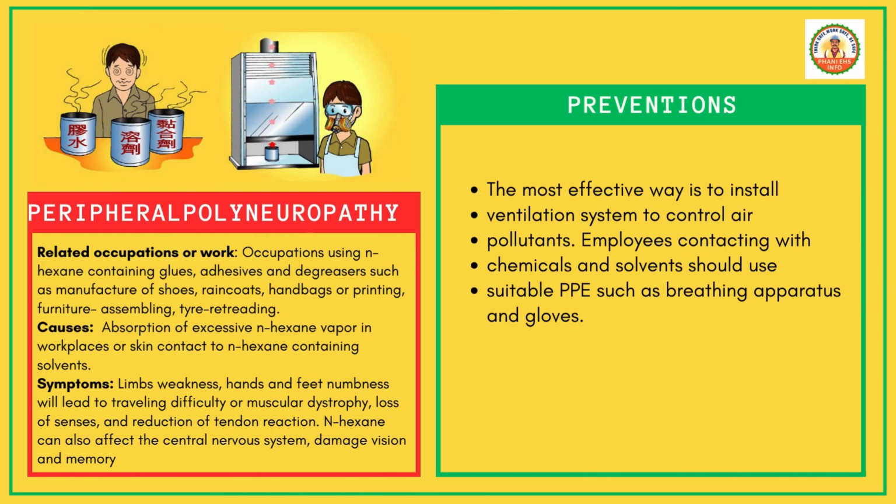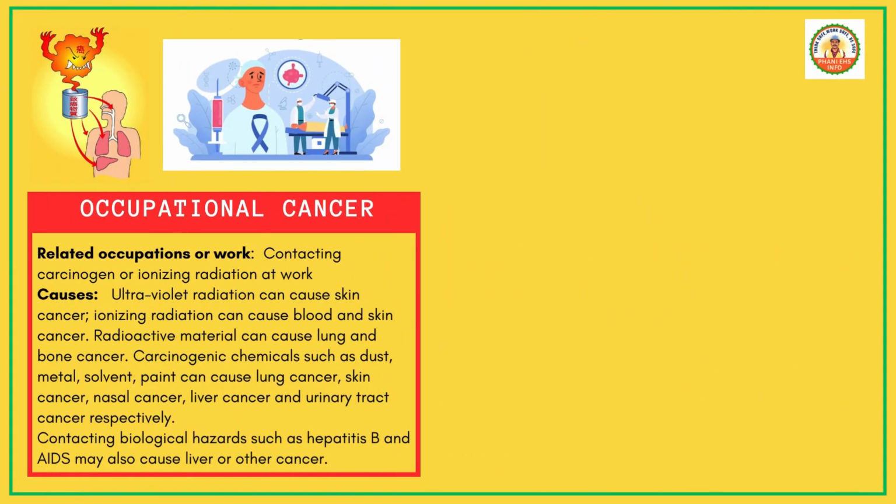Preventions. The most effective way is to install a ventilation system to control air pollutants. Employees in contact with chemicals and solvents should use suitable PPE such as breathing apparatus and gloves.